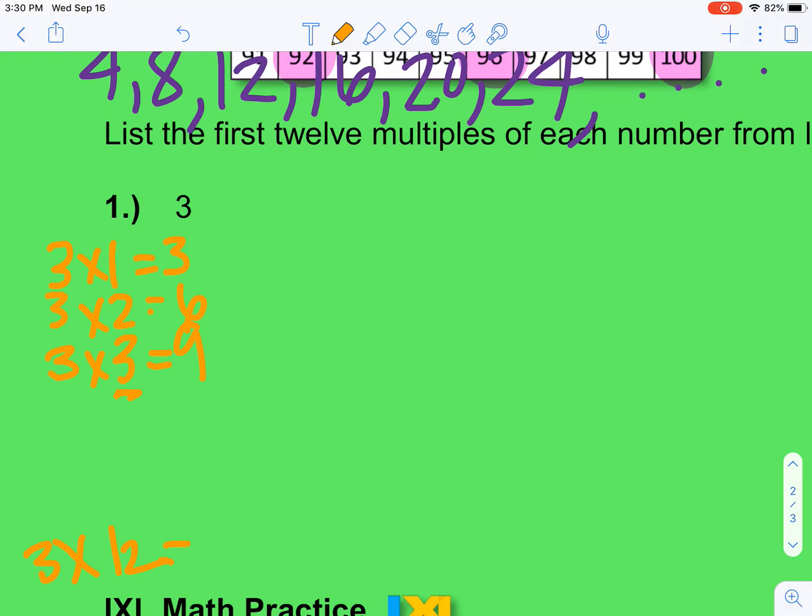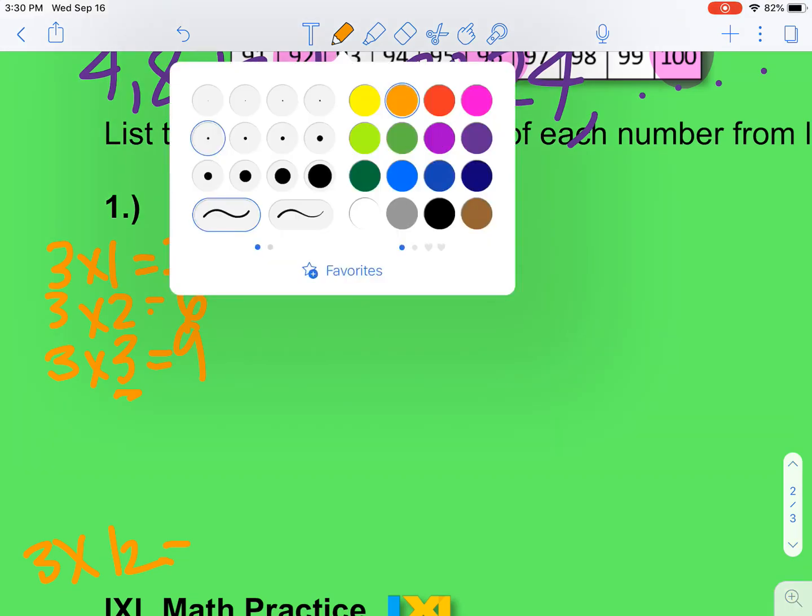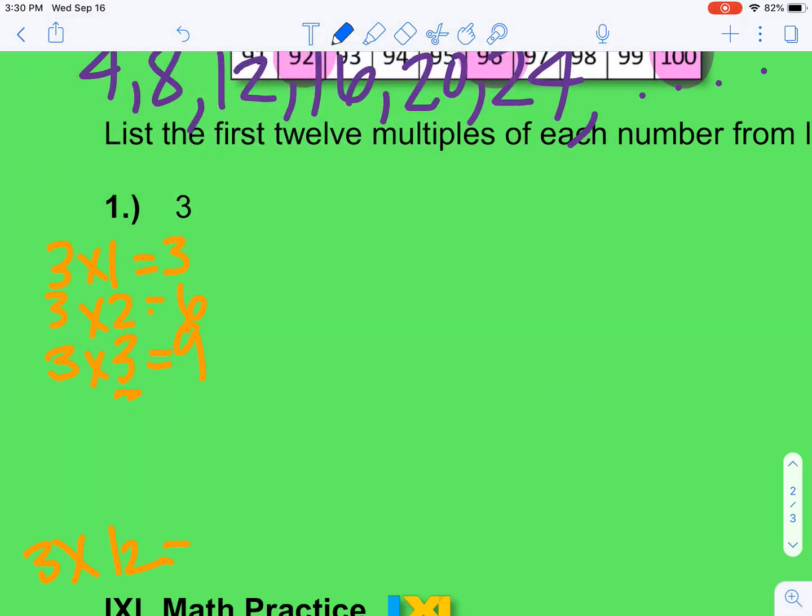But if you already know the multiples of 3 off the top of your head and you don't need to write this out, then you certainly don't have to. So for instance, I already know all of that. So my first multiple is 3. 3 times 2 is 6. 3 times 3 is 9. 3 times 4 is 12. 3 times 5 is 15.